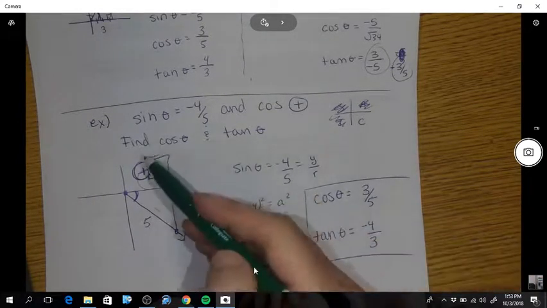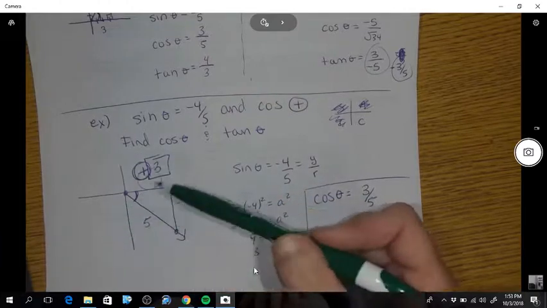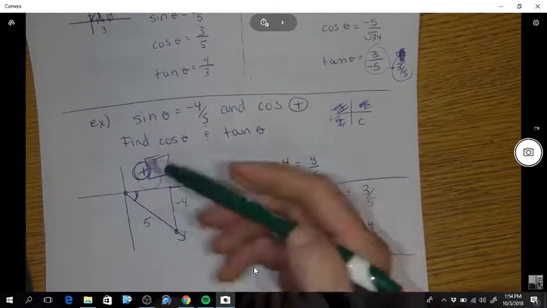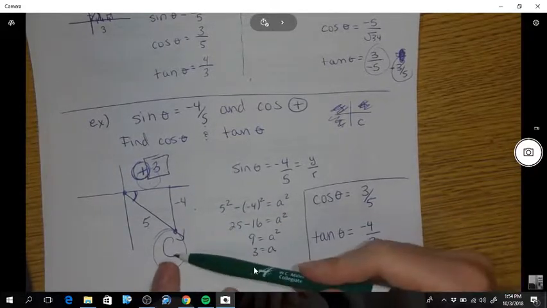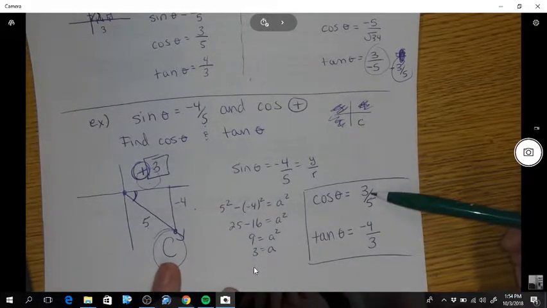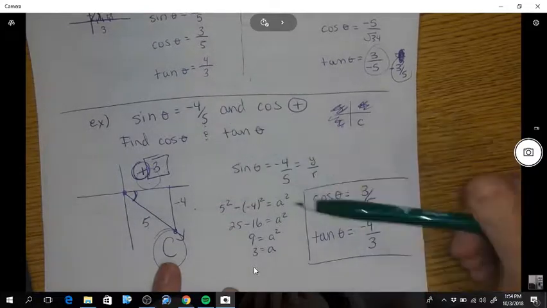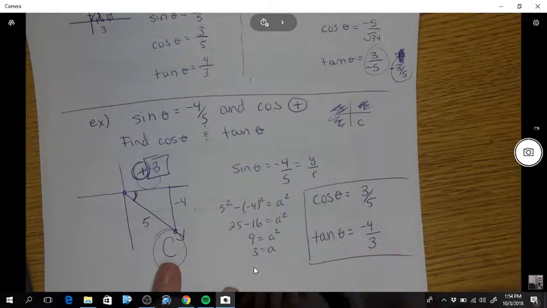Then let's always double check at the end. We're in our ASTC quadrant. We're in our C. So it better have a positive cosine fraction, and it better have a negative sine and tan, which it does. So everything works out and connects to all the concepts.